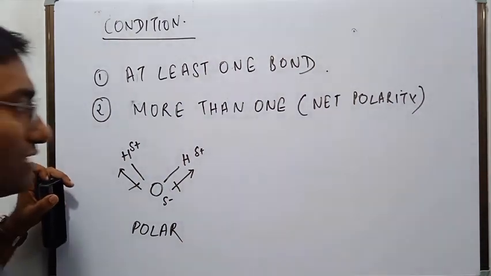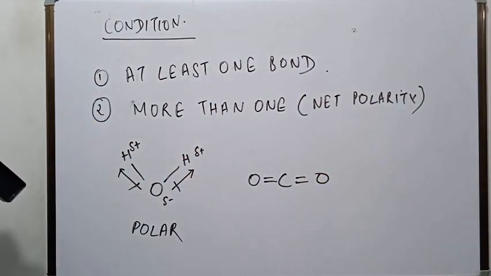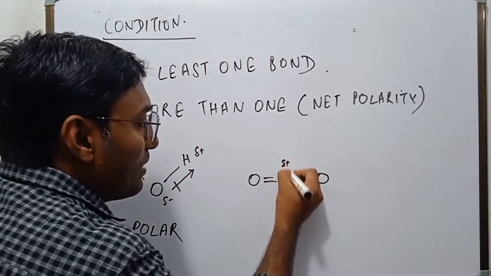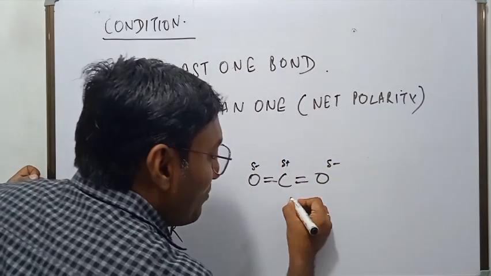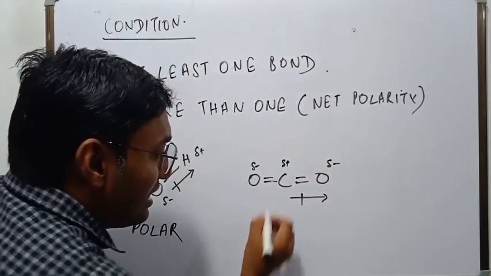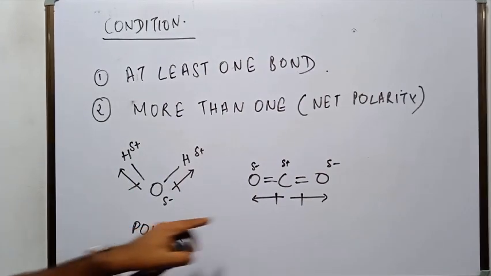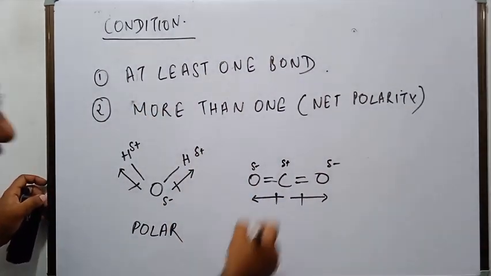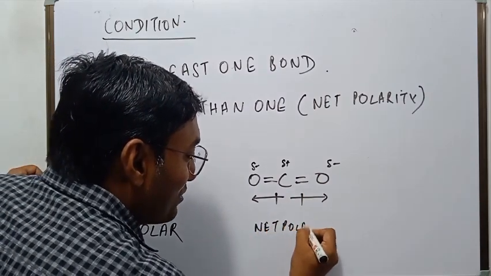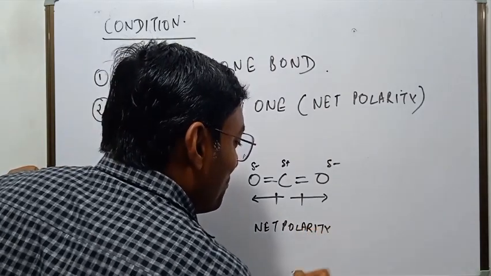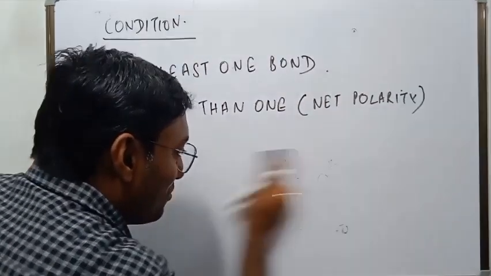Now take the example of carbon dioxide. This is carbon dioxide. How many polar bonds? 2 polar bonds. And how will you draw the dipole? The dipole is going like this, and from here to here. Look, they are in opposite direction and they are of the same magnitude. So they would cancel out each other and the net polarity will be 0. So the dipole moment here will be 0 mu.